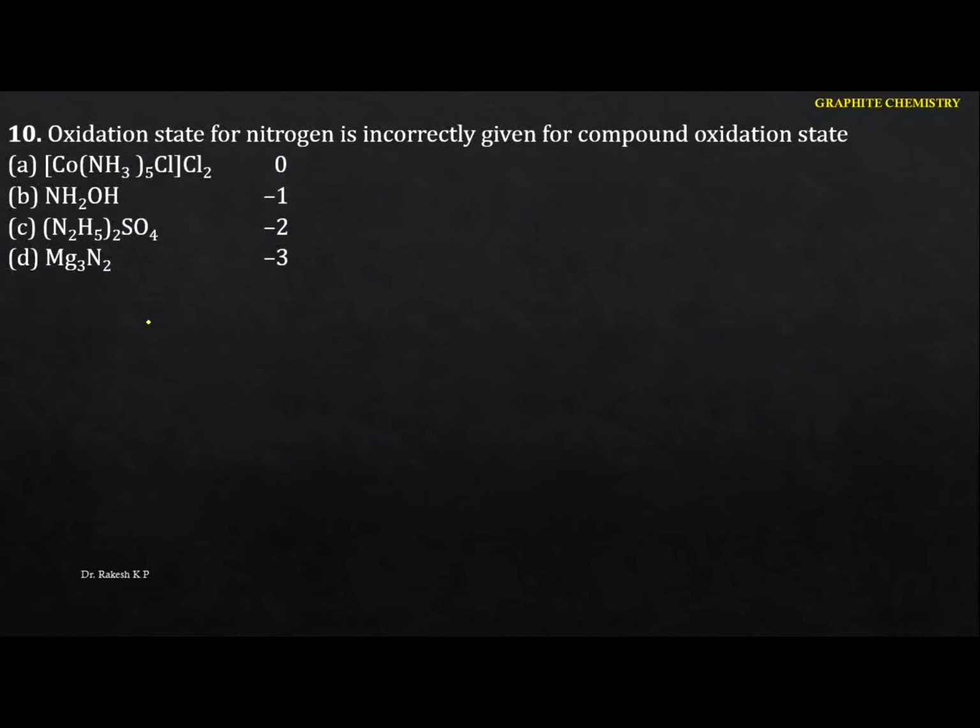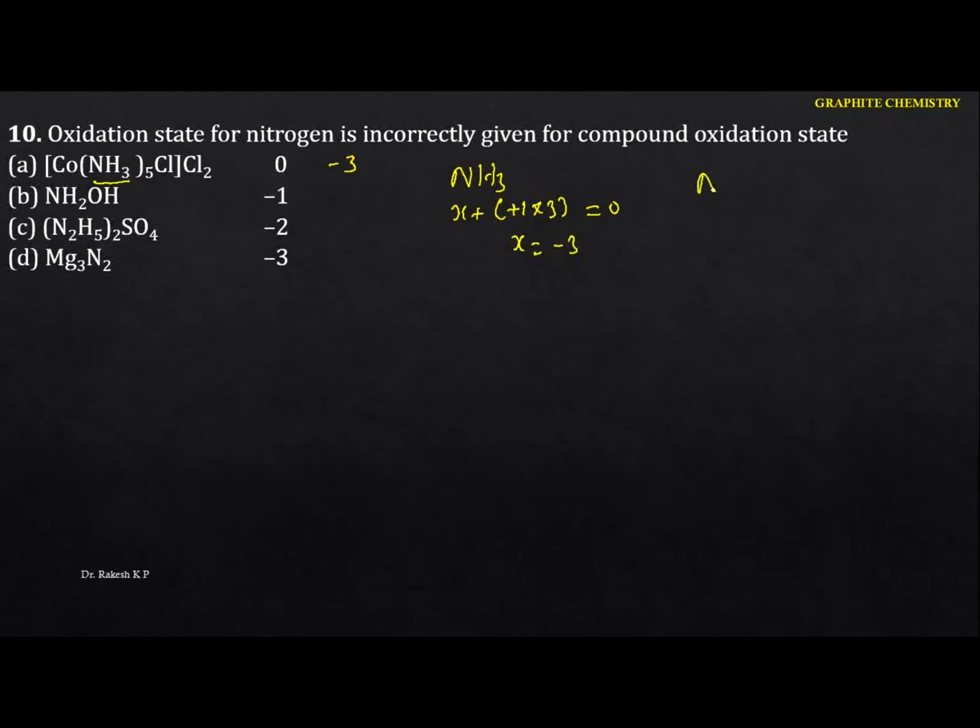So next one: the oxidation state for the nitrogen is incorrectly given for which compound. Just go to this one here. I am going to take this one, because we know that it is a neutral ligand. Let me take only this one, this is the NH3. I want to calculate this one, so this becomes X. So X plus 1 into 3 is equal to 0, X is equal to minus 3. But what we got is minus 3, and what is given is 0. This is incorrect.